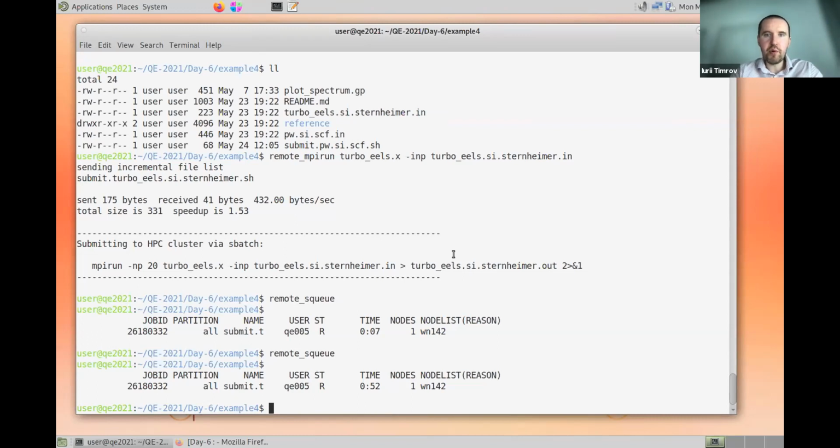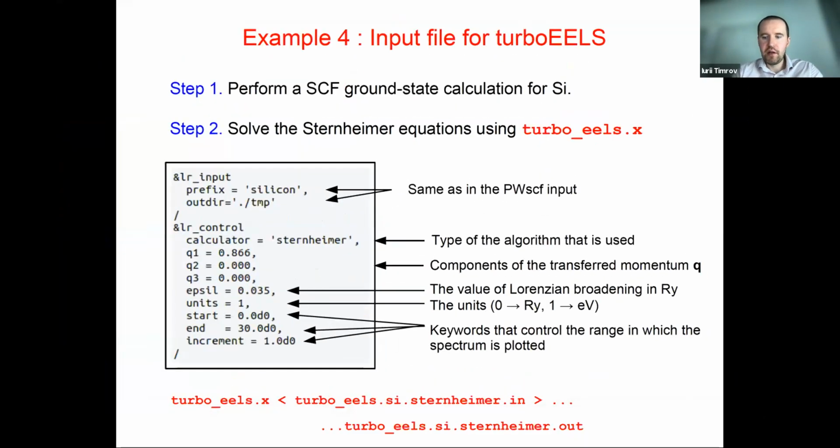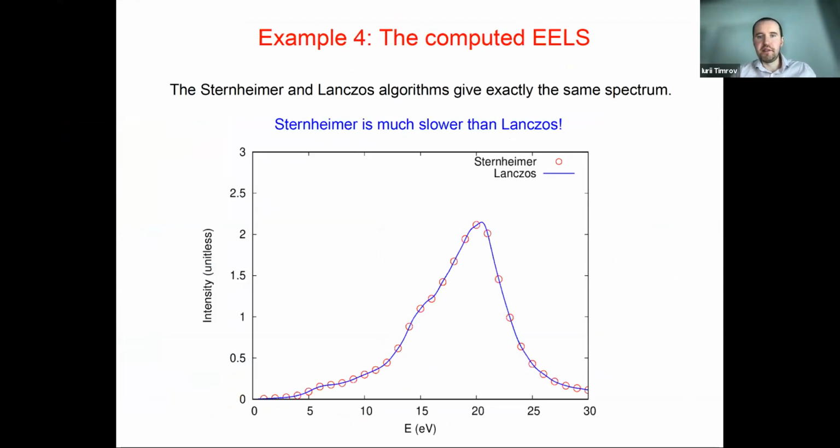It will take 2 hours, but let me show you the final result. This is the spectrum of bulk silicon computed using Lanczos, the blue line, which we just discussed in example 3. This is the converged one, using 500 steps with extrapolation. And the red circles are the ones we are computing now using Sternheimer. You can see the two spectra are really on top of each other.